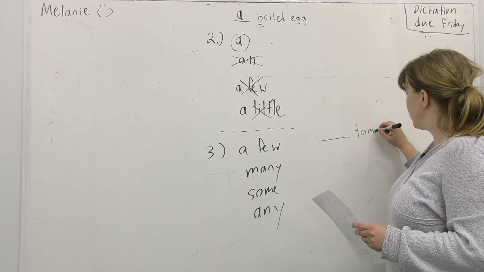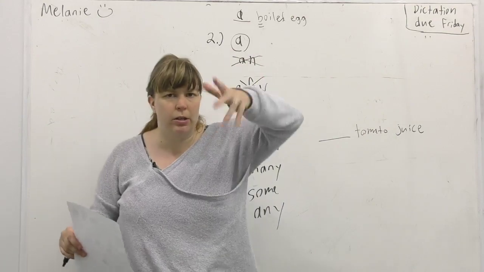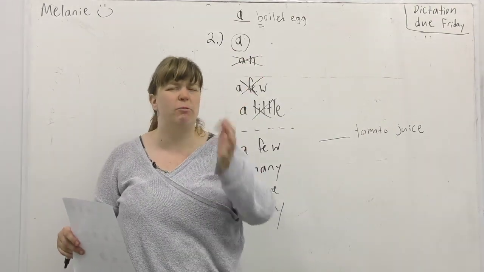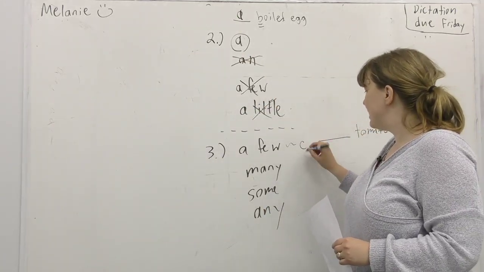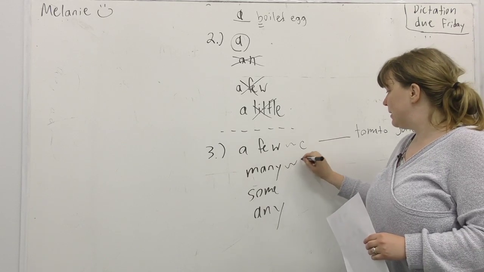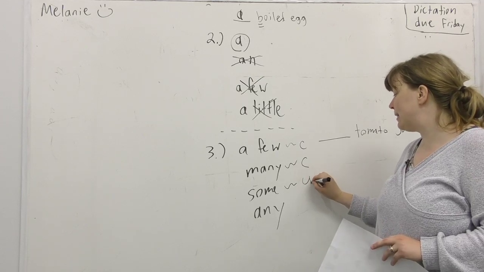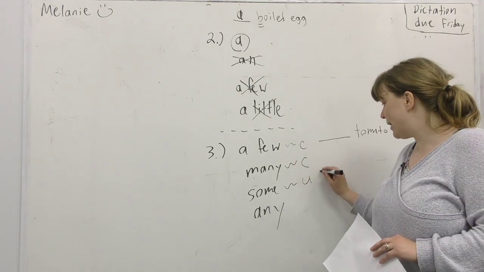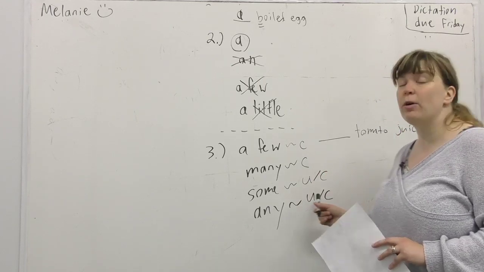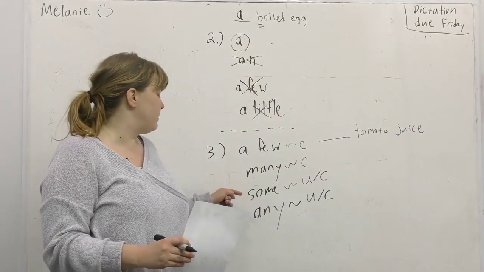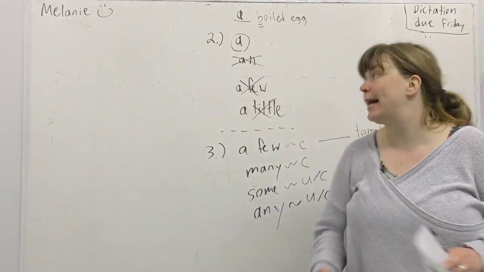Something tomato juice. Tomato juice. Okay, so juice, water, milk, it's uncountable because it's a liquid. We usually don't count liquids. So, a few, this is countable. Many, countable. Some, usually uncountable, or it could also be countable. And any can be uncountable or countable. So likely it's going to be between these two. All right, don't be afraid to send in your answers now.